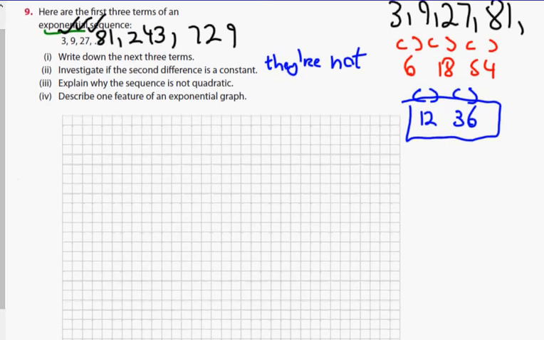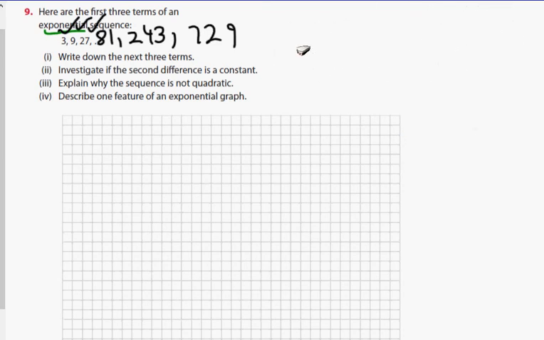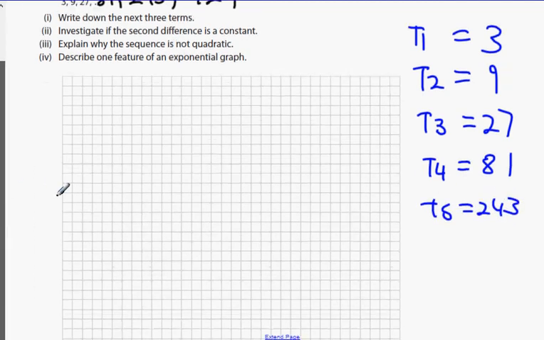Let's try drawing this, guys. Okay, let's try drawing this out and see what happens to us. So what we're going to try and draw now is this. N equals 1. Oh, sorry. We're going to write down the terms. T1 is what? 3. T2 is? 9. T3? 27. T4 goes? 81. And T5? 243. Let's see what's happening here.